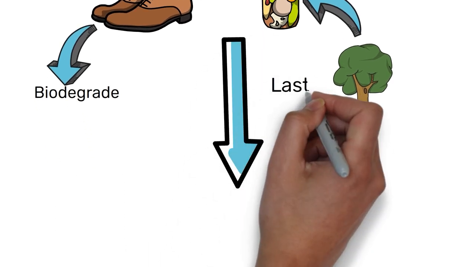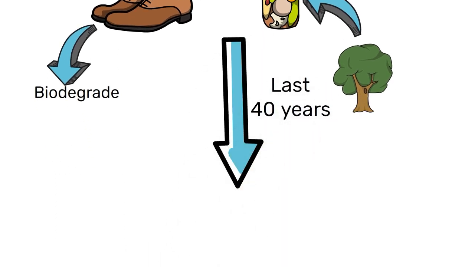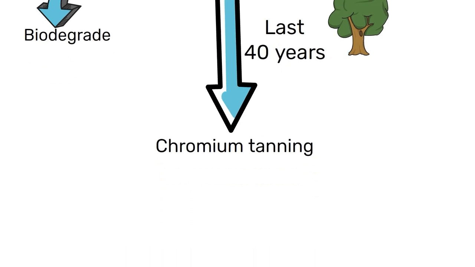In the past 40 years, vegetable tanning has been replaced with chromium tanning, which is faster and cheaper. But chromium is rare and valuable for industries, and in some forms it is carcinogenic. Today, shoes are often tanned in developing countries where few, if any, precautions are taken to protect people and ecosystems. Besides, manufacturing waste may be dumped into nearby bodies of water or incinerated, either of which distributes toxins.